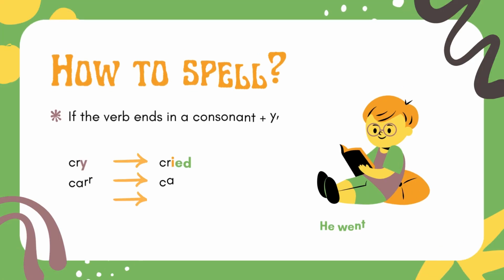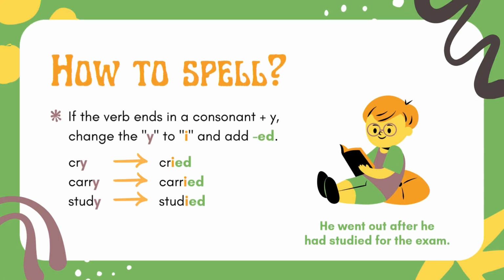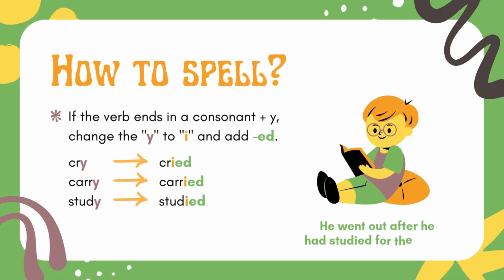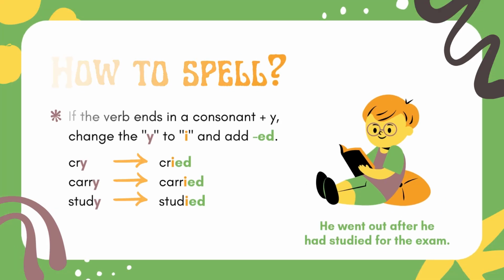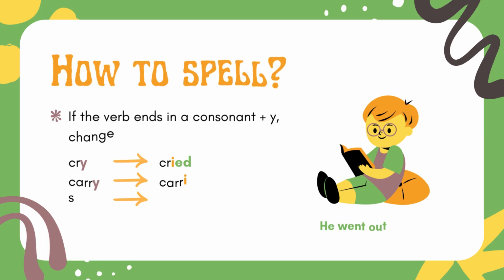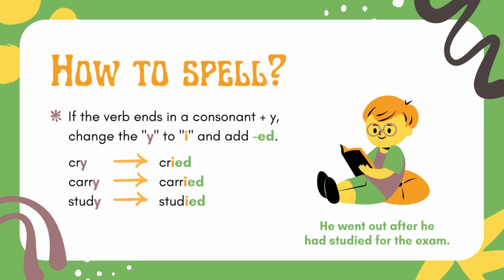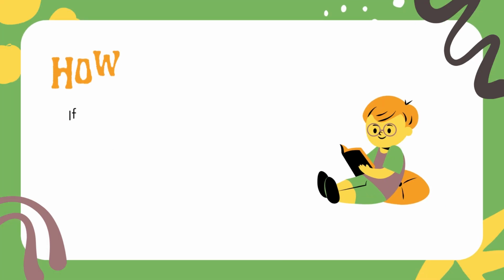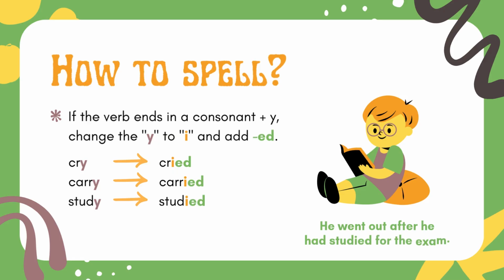How to spell? If the verb ends in a consonant plus y, change the y to i and add ed. Cry, cried. Carry, carried. Study, studied. He went out after he had studied for the exam.